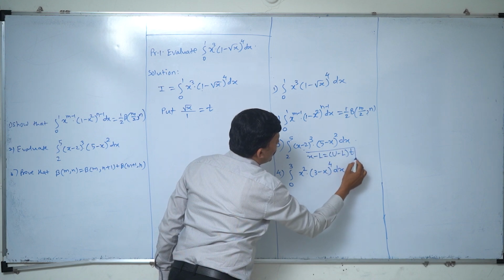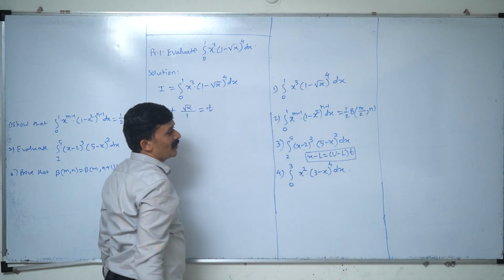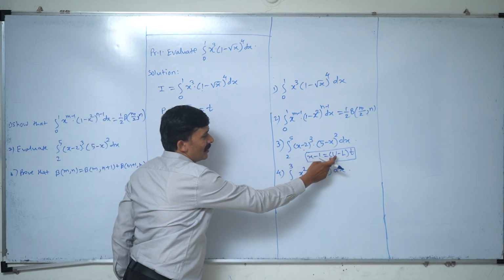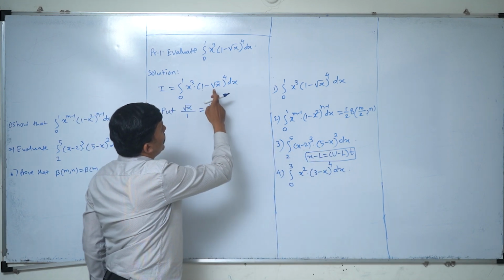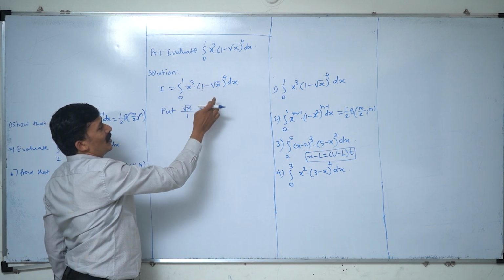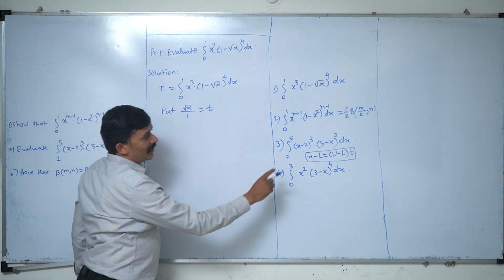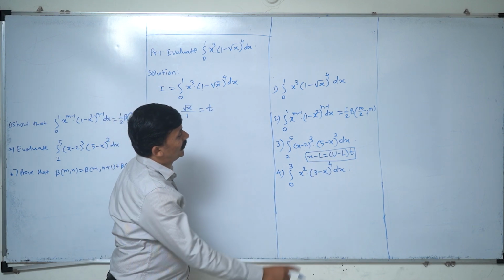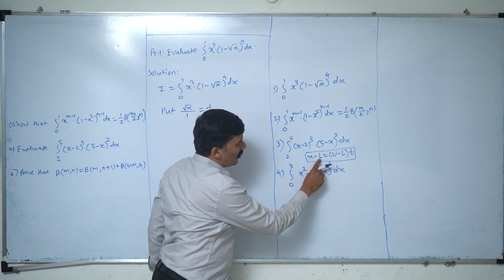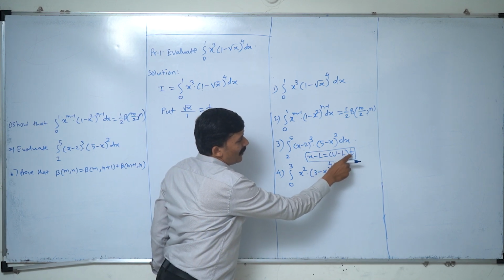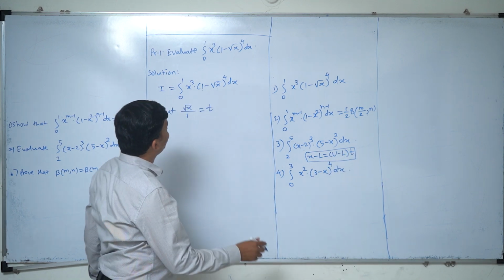That means in beta function there are only two substitutions. First one is single bracket and another one is two brackets. If single bracket, then second term of that bracket upon first term equals to t. If the integral contains two brackets, then you have to use this substitution, x minus lower limit equals to upper limit minus lower limit into t.